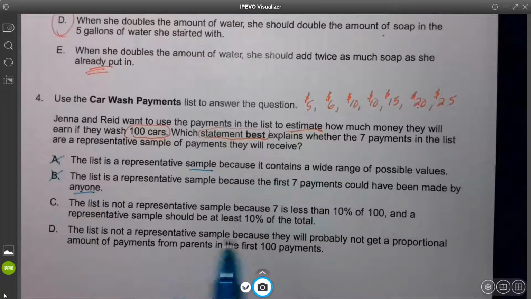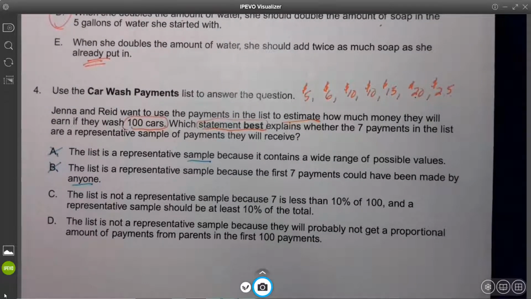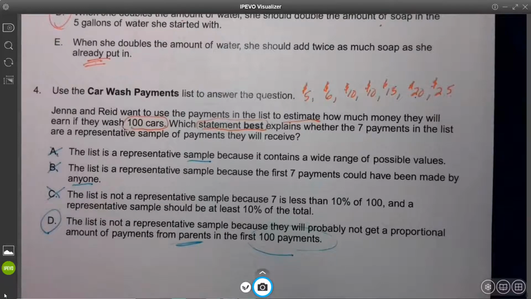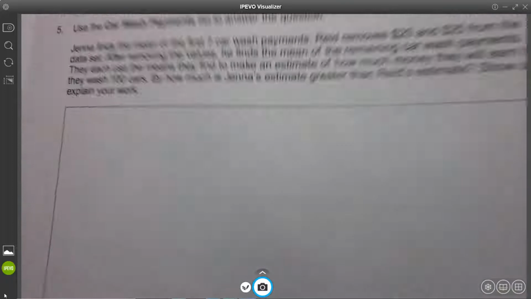The list is not a representative sample because they will probably not get a proportional amount of payments from parents in the first 100, okay? And this is going along with what it's saying. They're not going to get a proportional amount among parents. Well, it could be that one parent only has $5 on them, so that's all they pay. Whereas another parent, both parents want to support their kids, but one only has $5 cash. The other one has a 20, so they give them a 20. So that's the reason this is it, because the parents are going to throw off what those first 100 payments are. This is a better answer. And since I didn't know if mathematically that was correct or not, I read the other one to check. And this gives a better answer. Okay? Good. Let's go to number 5.